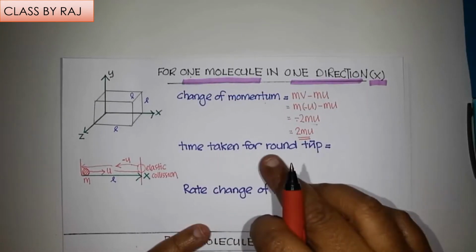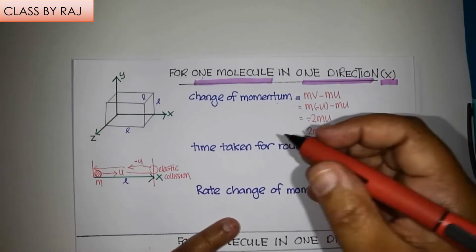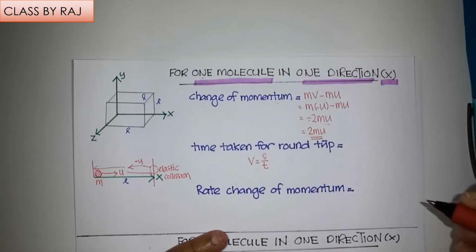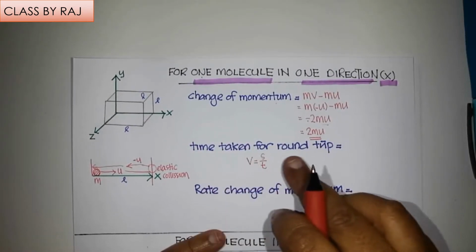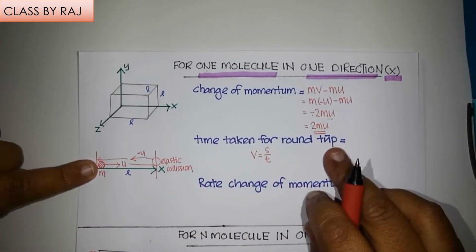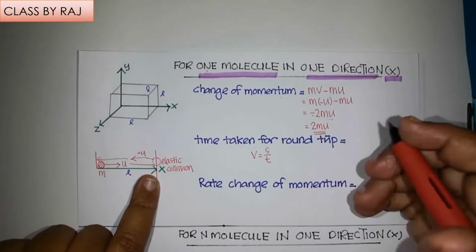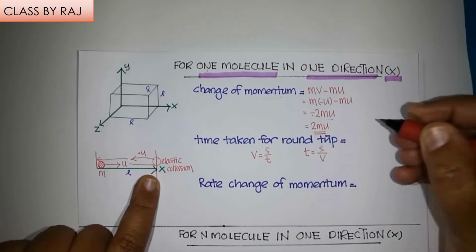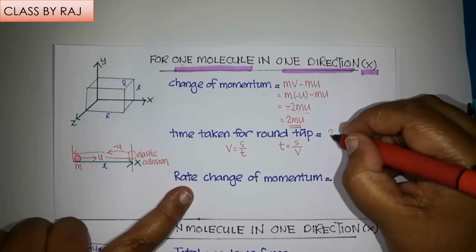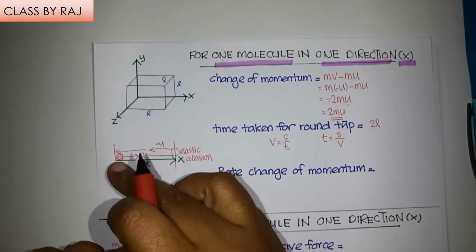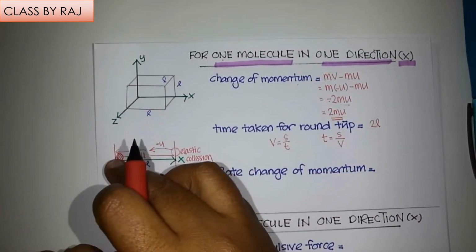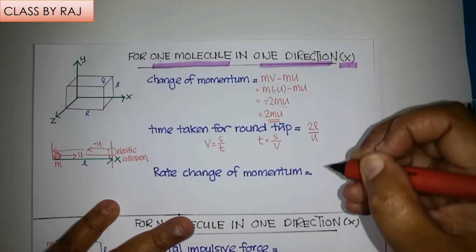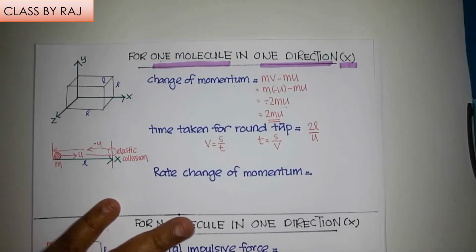Time taken for a round trip. We know v equals s over t, the definition of velocity. So time taken for a round trip from this wall to the other wall: t equals s over v. s is 2L, because from here to here is L, and then you bounce back, which is another L, so it's 2L. v is the velocity u, so t is 2L over u.